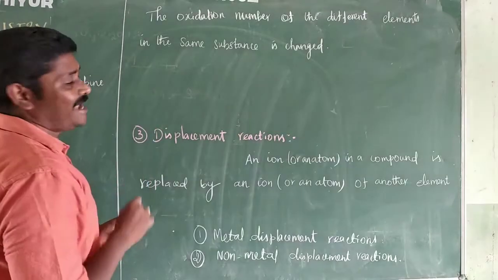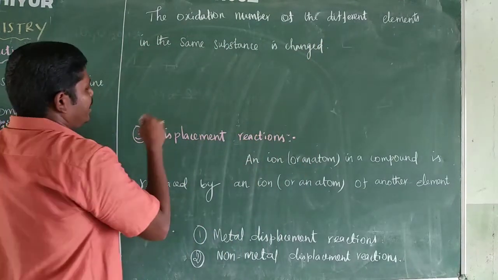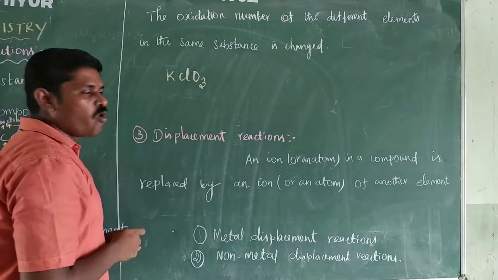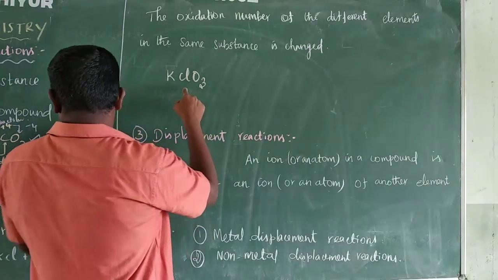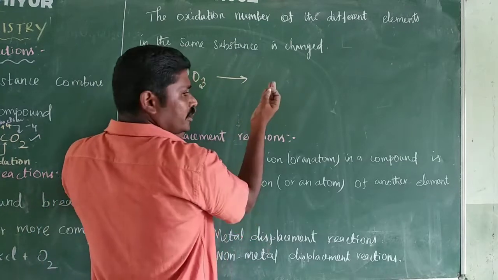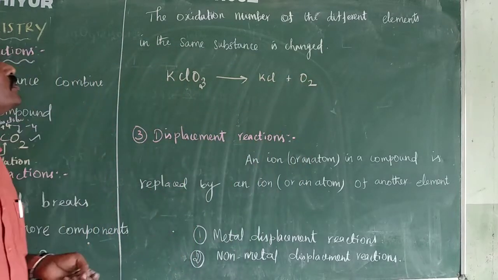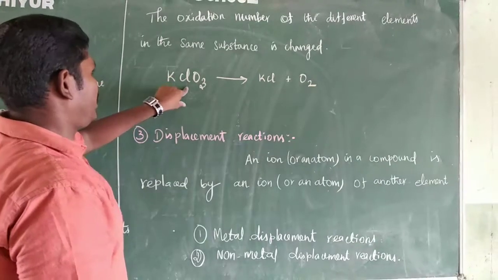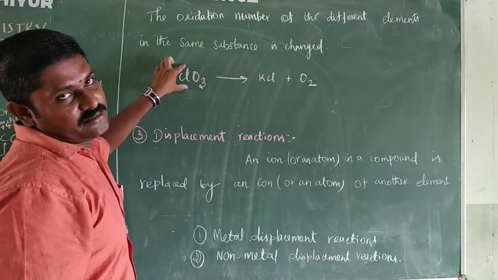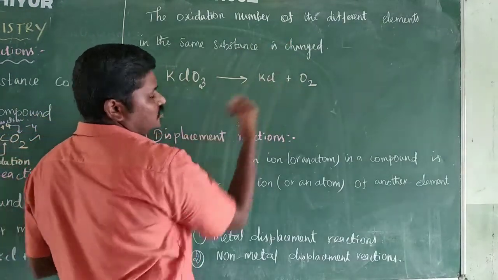In the decomposition reaction, KClO3 gives KCl plus O2. In this reaction, the oxidation number of different elements in the same substance is changed.